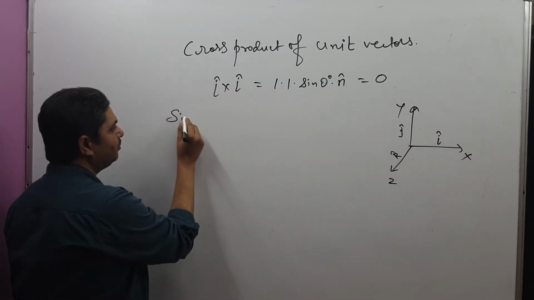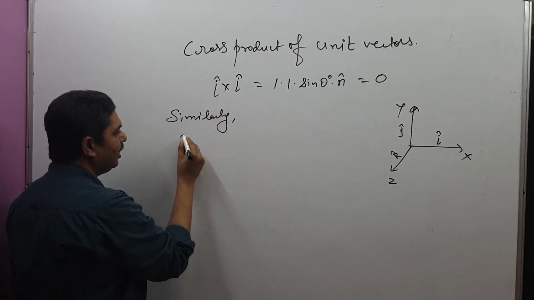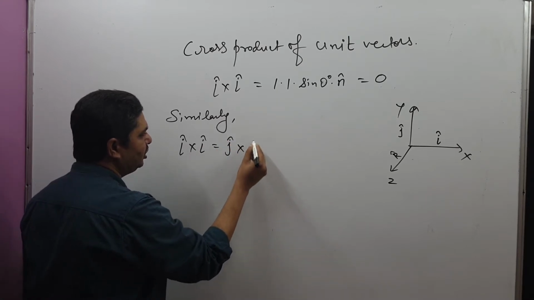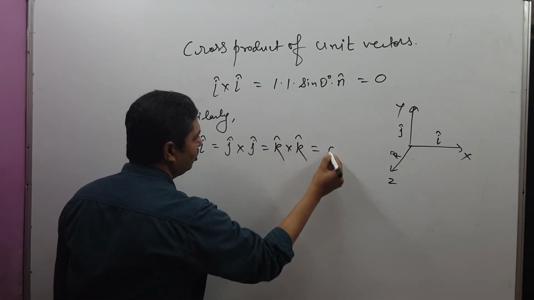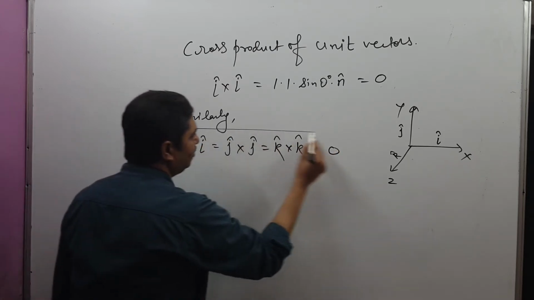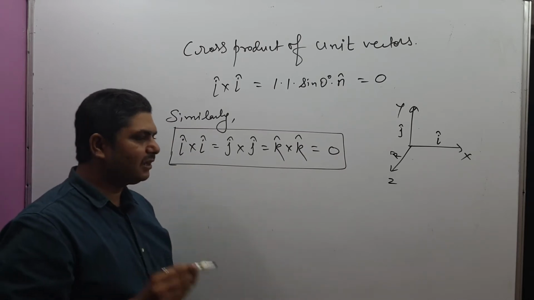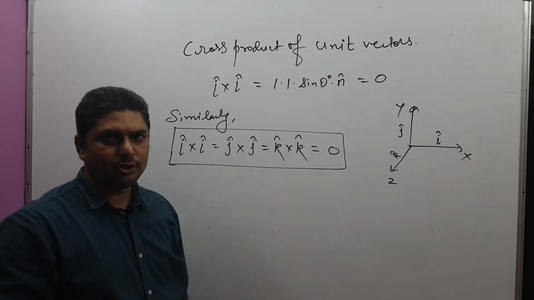Similarly, i cross i equals j cross j equals k cross k, this is equal to 0. This means that cross product of same unit vectors is 0.